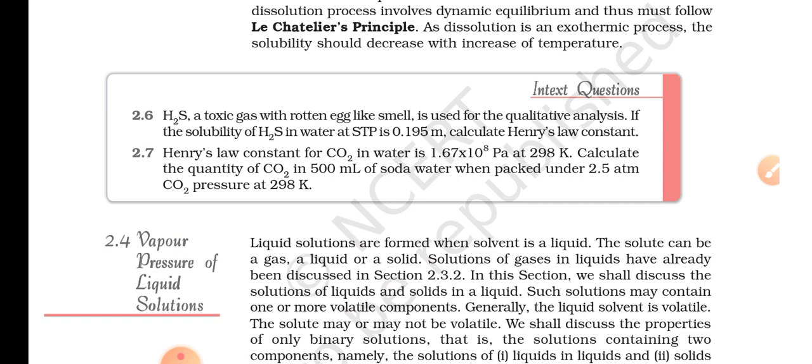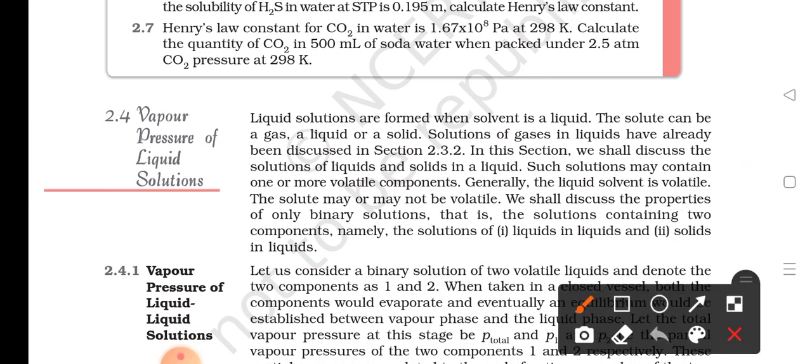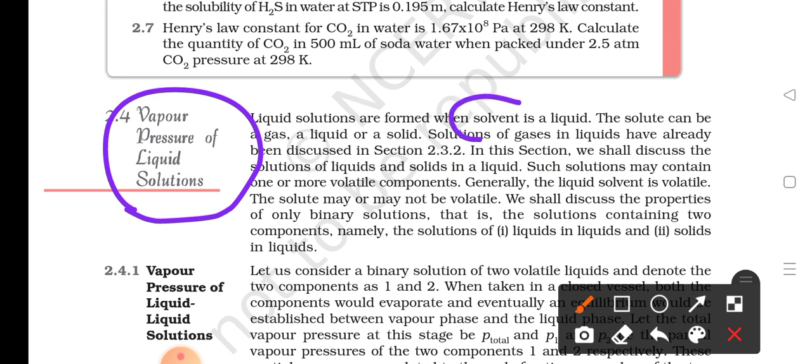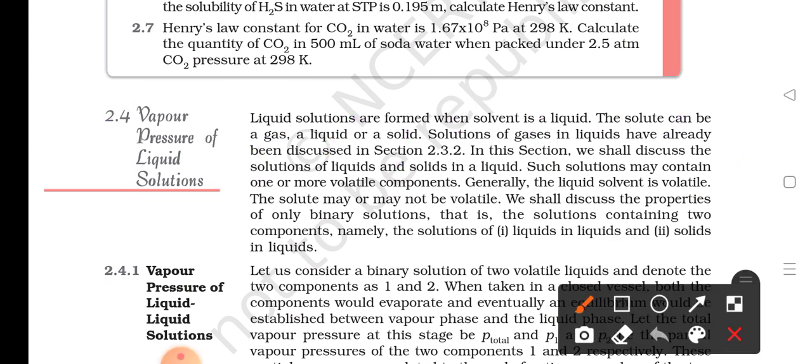So today I am going to teach you about vapor pressure of liquid solution. So what is liquid solution? A liquid solution is one where the solvent is a liquid, the solvent being present in greater amount. So if the solvent is liquid, then it's known as a liquid solution. And the solute may be anything, like a gas, a liquid, or a solid. So here we are going to learn about the vapor pressure of liquid solution.